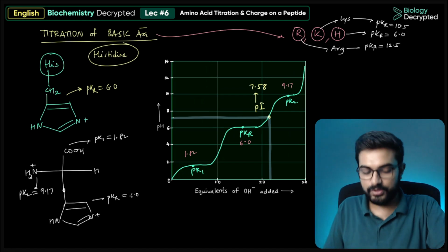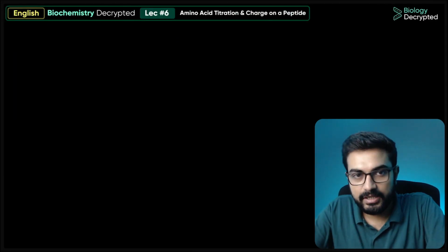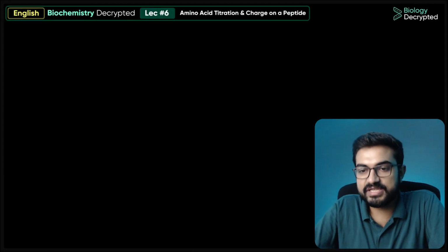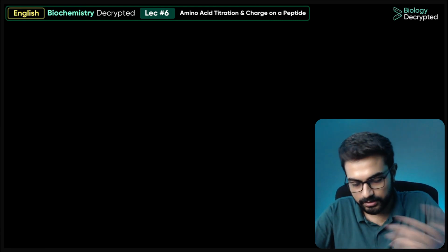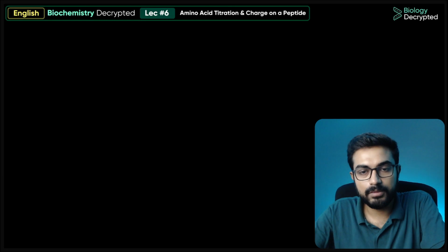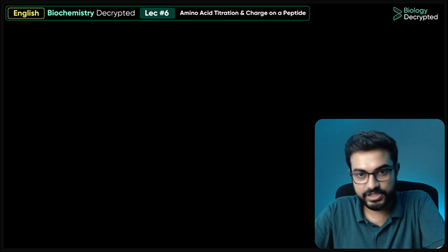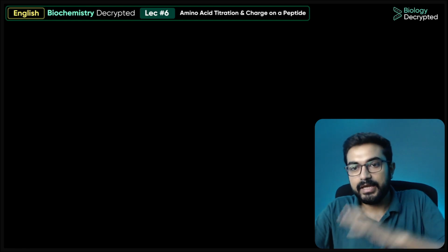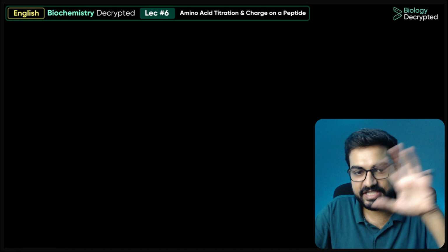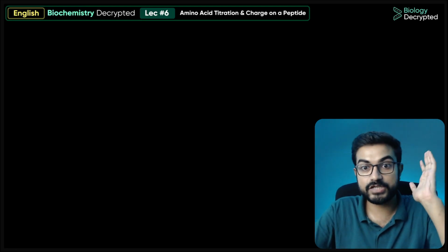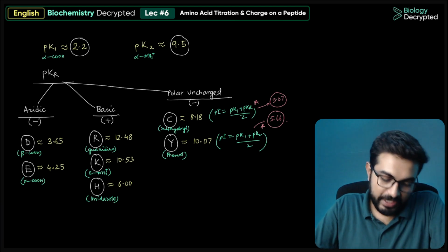So we have learned the titration of all types of amino acids: amino acids with no ionizable groups, like all the non-polar and most of the polar uncharged amino acids. Then we have seen it for charged amino acids, acidic as well as basic. Now let's summarize the overall values in a very general sense, and then we will be calculating the charge on a peptide. So these are a few values which I have written.